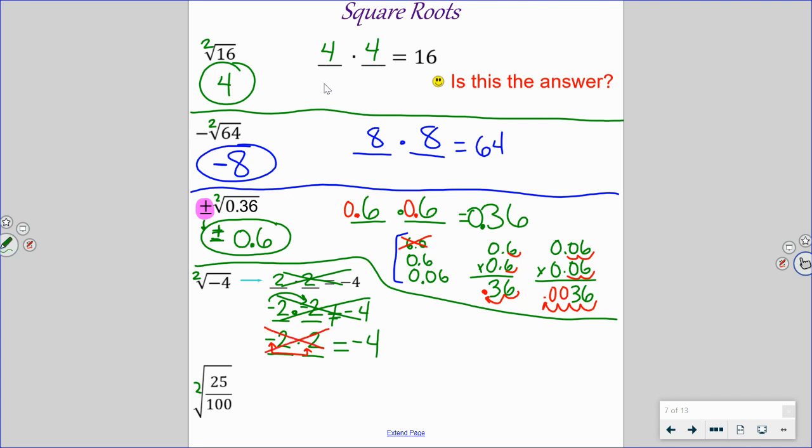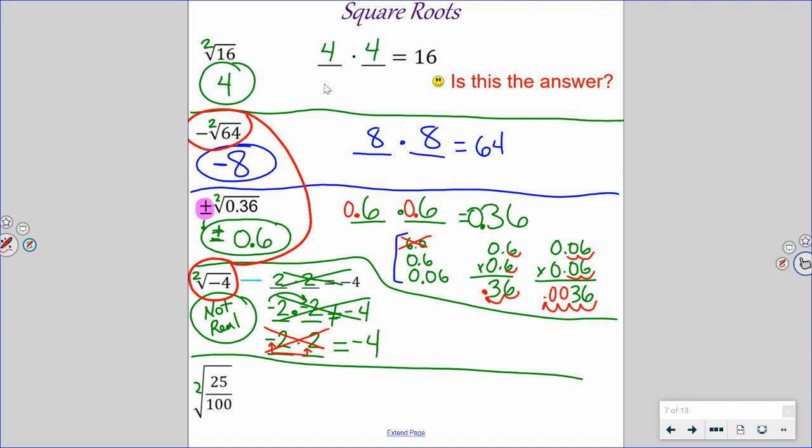So what is the answer? Ladies and gents, there is no answer. We're going to write, this is not a real number. How about we write not real? You cannot have any number multiplied by itself that will give you a negative quantity. Please notice the difference between this problem and this problem. One of them is real, one of them is not. One of them is doable, the other is impossible.